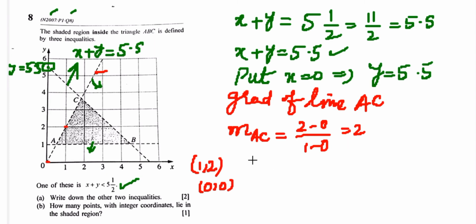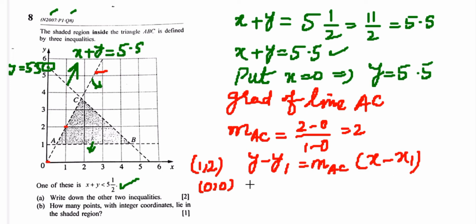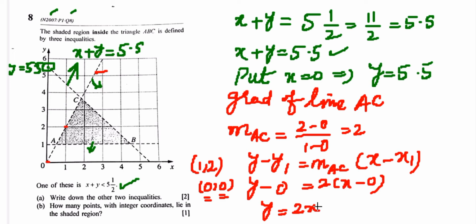By using the slope point form formula, y minus y1 is equal to the gradient of line AC times x minus x1. What is y1? You can use 0 as y1 and 0 as x1. So y minus 0 equals 2 times x minus 0. This is y equal to 2x. So the equation of this line is y is equal to 2x.